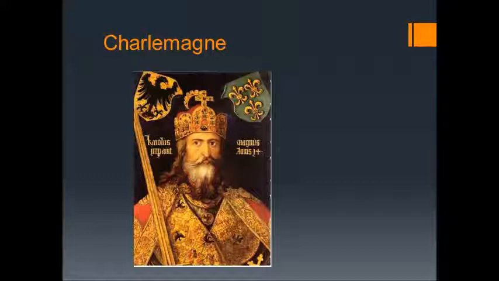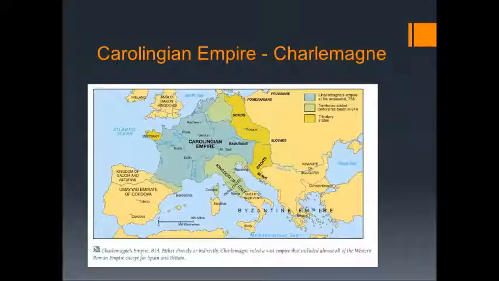Charlemagne was the ruler of the Franks, but he also united the Germanic peoples, and he converts all his subjects in his empire to Christianity. Charlemagne's empire is called the Carolingian Empire. You can see it shaded here in blue, and it looks a lot like the old Western Roman Empire, except a little bit smaller. The only problem is that Charlemagne dies in the year 814.